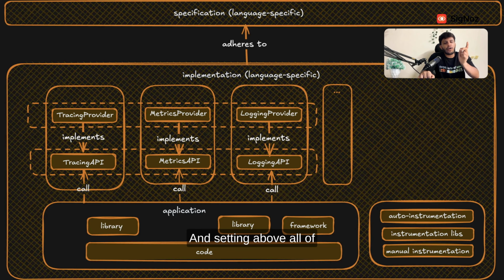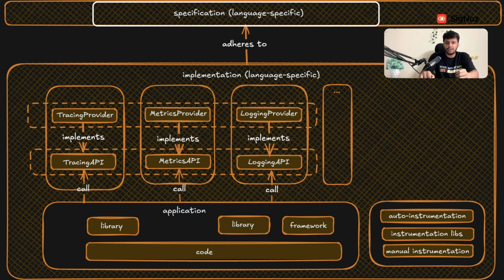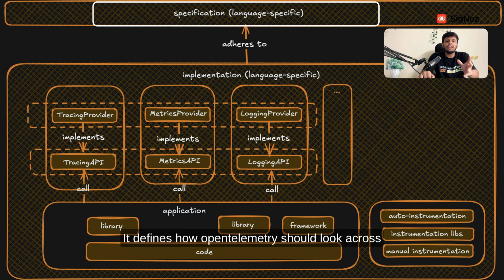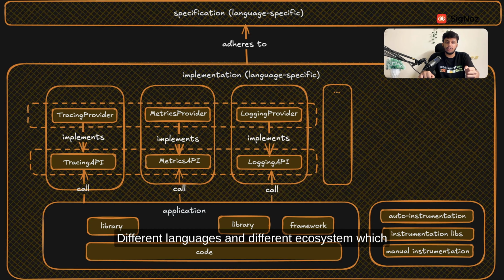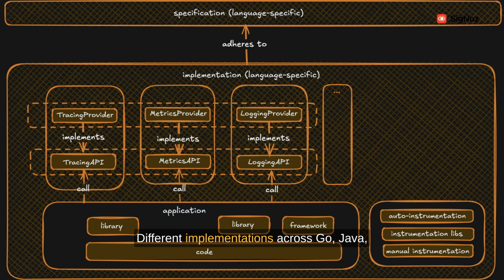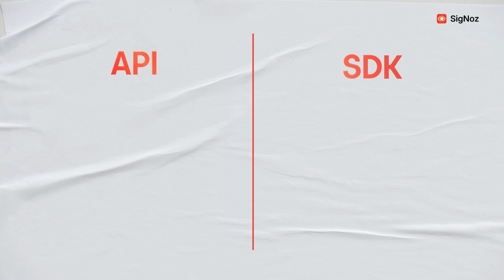And sitting above all of this, you have the specification. It defines how OpenTelemetry should look across different languages and different ecosystems, which have the same rules but different implementations across Go, Java, Python, and your whole stack. And that's what makes OpenTelemetry interoperable across the board. And now, while we are here, we also have to discuss the difference between the API and the SDK because it will help you in future use cases.